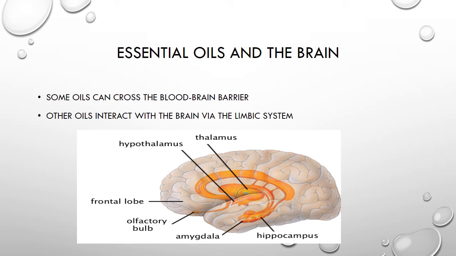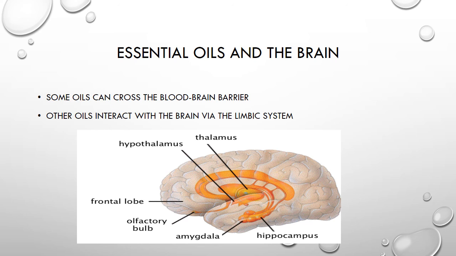Picture of the limbic system, and a lot of times people wonder, well, how are essential oils able to affect my mood and the brain? And this is how. Some essential oils can actually cross the blood-brain barrier. Those essential oils include frankincense and sandalwood. For the essential oils that can't cross the blood-brain barrier, they interact with the brain through the limbic system.